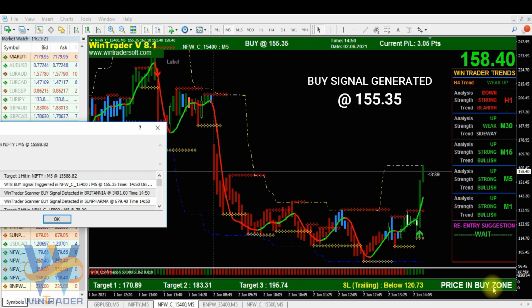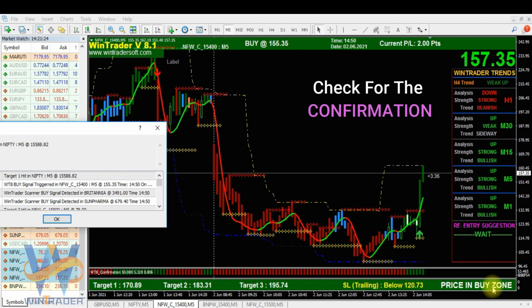155.35. So the buy signal is generated on this candle, and at the next candle's opening price we will check the signal so that we can confirm it. Once you get the signal, first we want to check the confirmation. After the signal, there are three confirmation parameters to check.